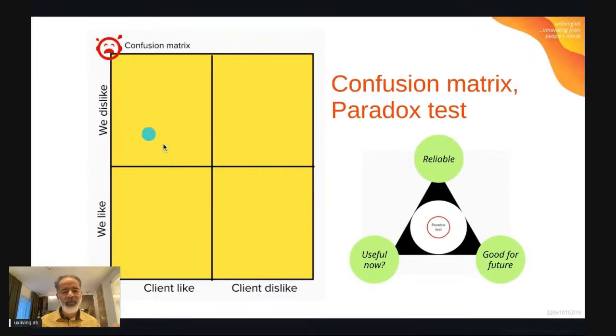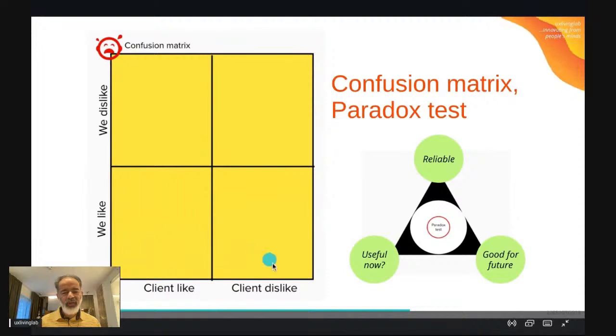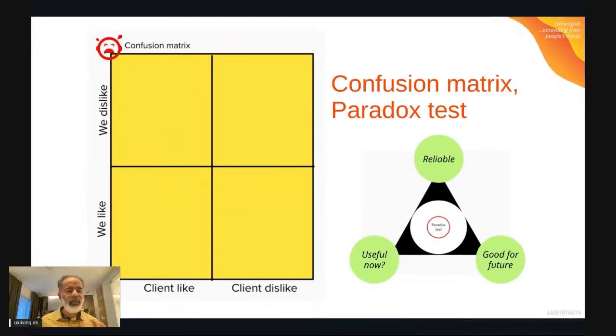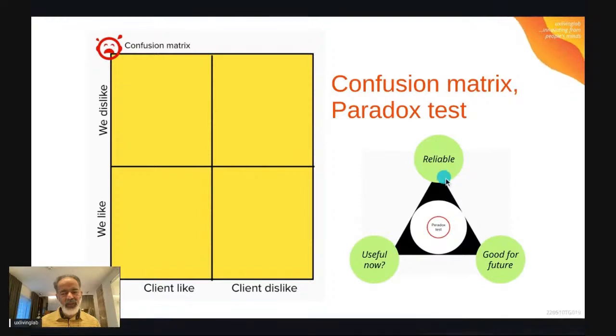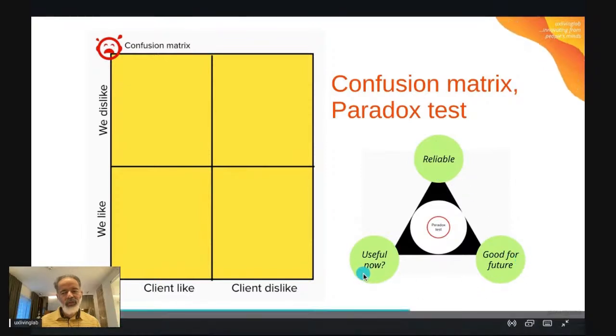You just absorb it. But these two boxes, we dislike, client like, and we like, client dislike, are the two categories of information where you have to take decisions. That means the confusion matrix. What do you have to do with the confusion matrix? You can do a paradox test. As I said, it's reliable, good for future, and useful now.